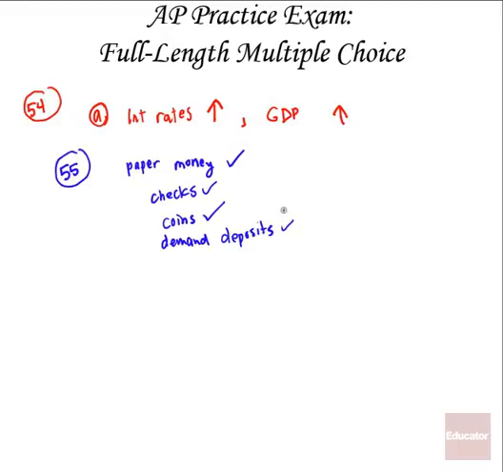What is not part of the money supply? It's gold bullion. So gold is not part of the money supply. We have a fiat currency. Gold can be traded on the open market, but again, that's not part of the money supply. Okay, number 56.